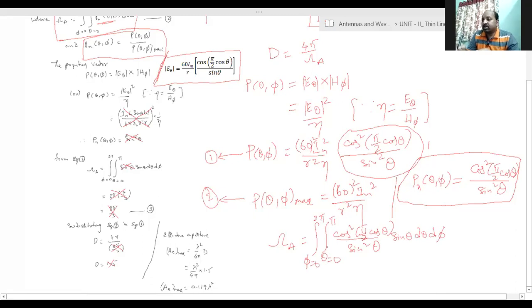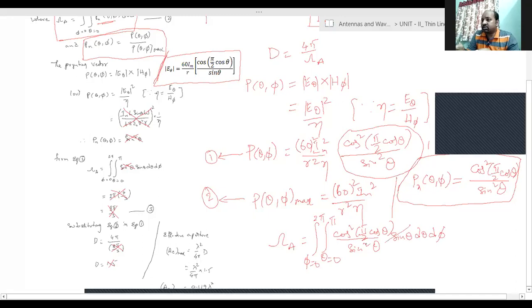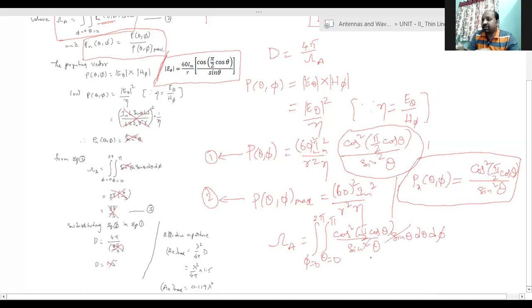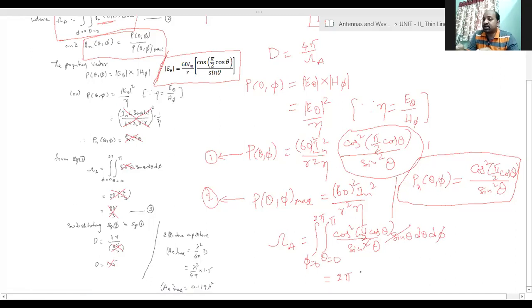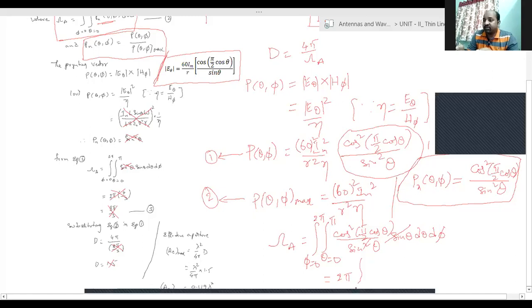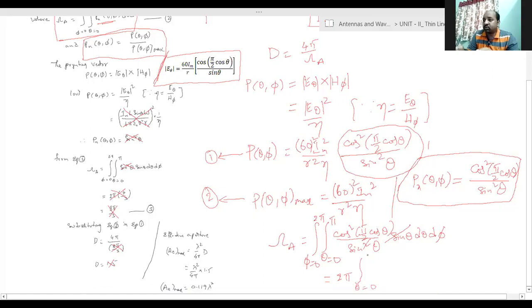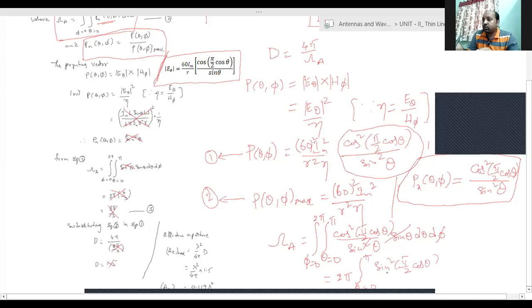Integrating, one sin and the sin square will get cancelled. Integrating with respect to phi, you will get 2 pi, and we are left with theta from 0 to pi of cos square(pi by 2 cos theta) divided by sin theta d theta.